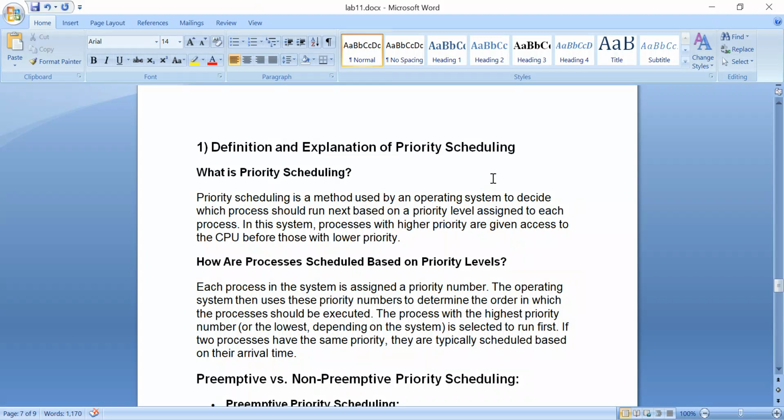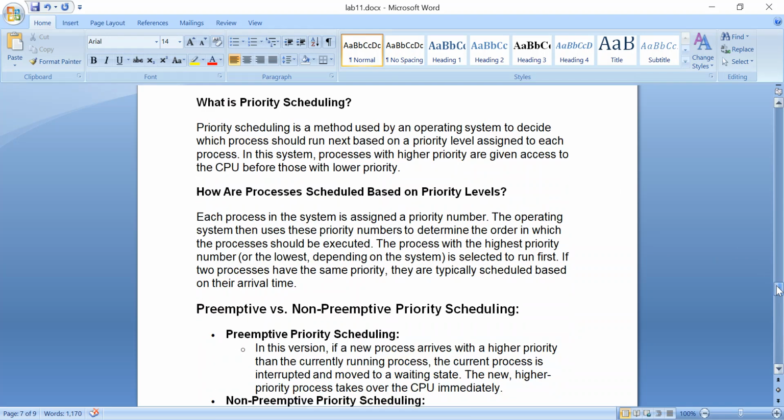Okay, so how are processes scheduled based on priority levels? Each process in the system is assigned a priority number. The operating system then uses these priority numbers to determine the order in which the processes should be executed. As I told you in my previous example, there are five students and a professor answering their questions one by one, and suddenly a girl comes up with the highest priority, and the professor starts answering her question first. So this is the priority.